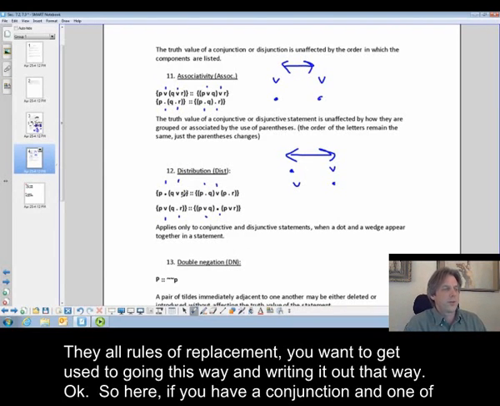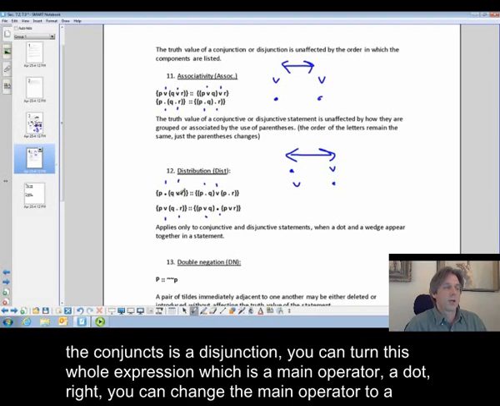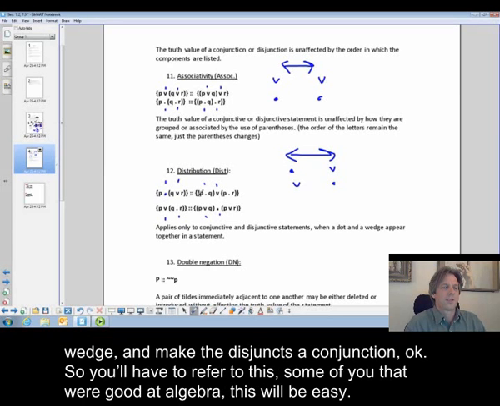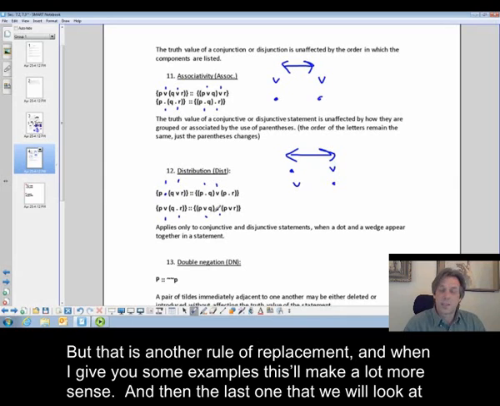So here, if you have a conjunction, and one of the conjuncts is a disjunction, you can turn this whole expression, whose main operator is a dot, right? You can change the main operator to a wedge and make the disjuncts a conjunction, okay? So you'll have to refer to this. Some of you that were good at algebra, this will be easy, but that is another rule of replacement, and when I give you some examples, this will make a lot more sense.